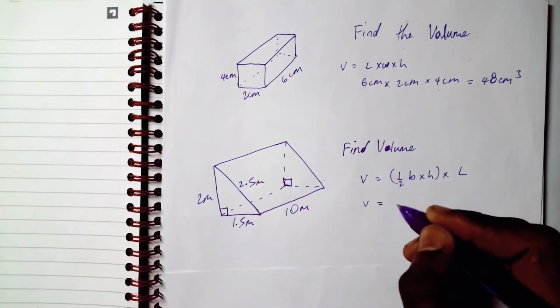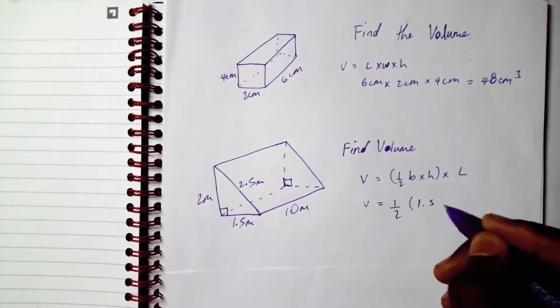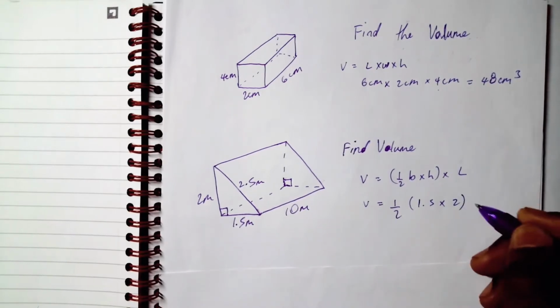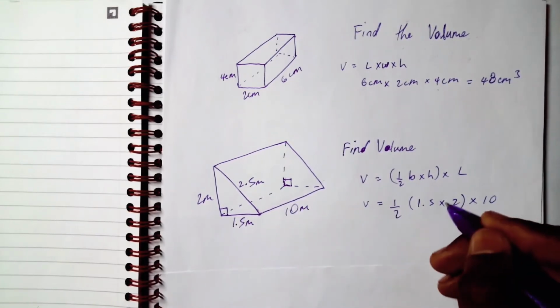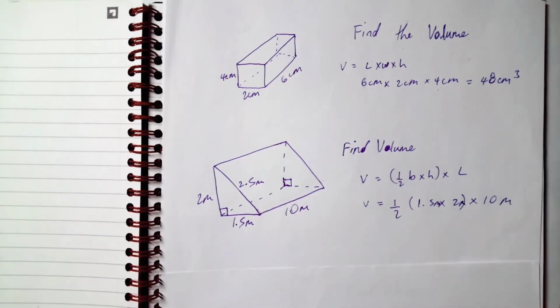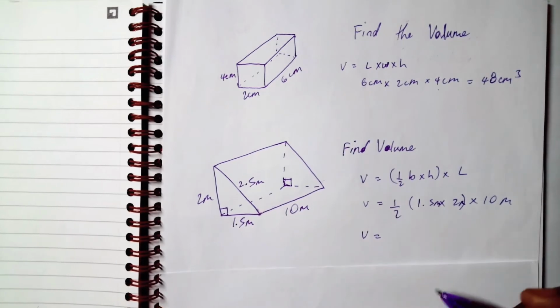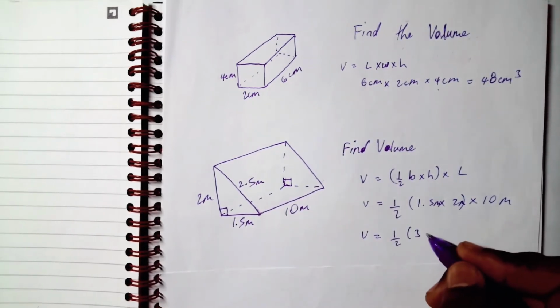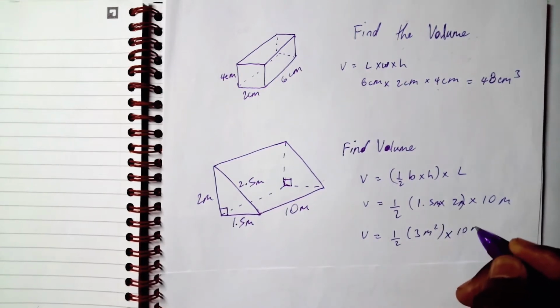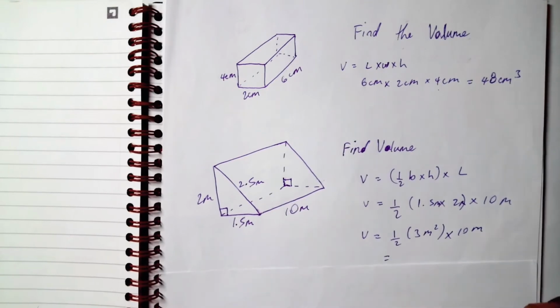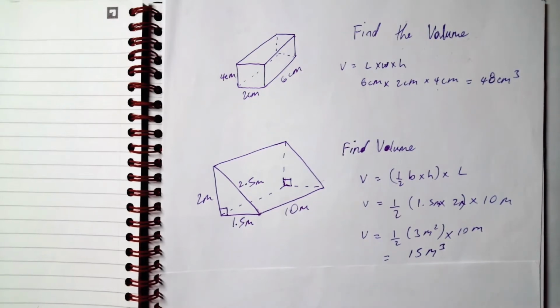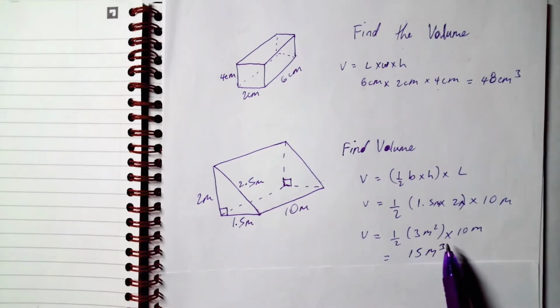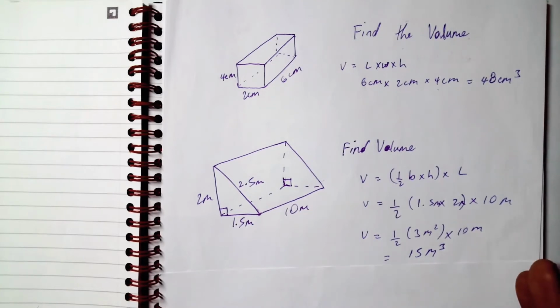So let's write this out. It's going to be half times 1.5 times 2 times 10. Okay, and this is going to be equal to, and these are all meters, half times 3 meter square times 10 meter. This is then equal to 15 meter cube. Okay, we could skip all this and say, hey, this times half is equal to 15 meters cubed. Okay, so that's a volume.